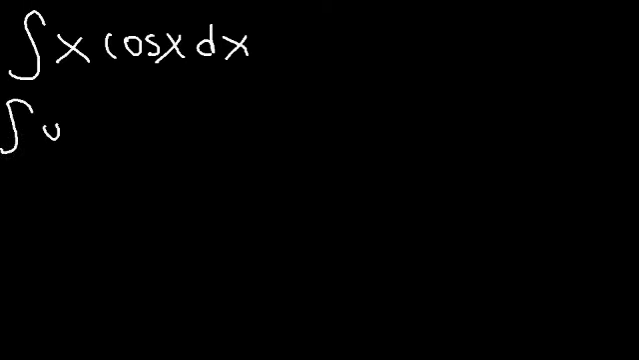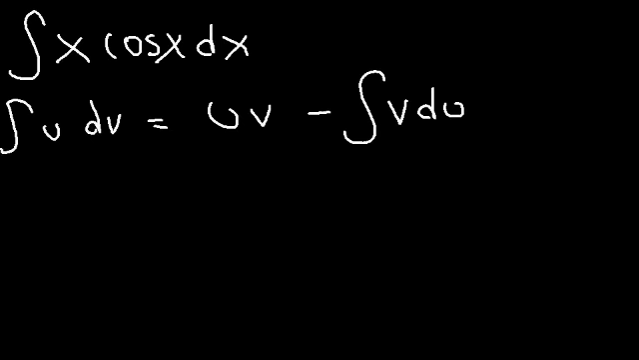Now what if you were to see this? What is the antiderivative of x cosine x dx? We can't really use u substitution here. The derivative of cosine is negative sine. That's not going to cancel with the x. So u substitution won't work. There's something else called integration by parts. And here's the formula. The integration of u dv is equal to uv minus the antiderivative of v du. Let's make u equal to x.